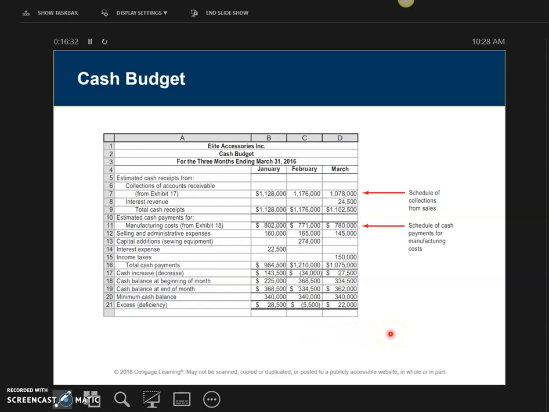It is one of the more difficult budgets because it's all about understanding this. Hopefully you understand how much money I'm going to receive, when I'm going to receive it, how much money I'm going to spend, when I'm going to spend it.